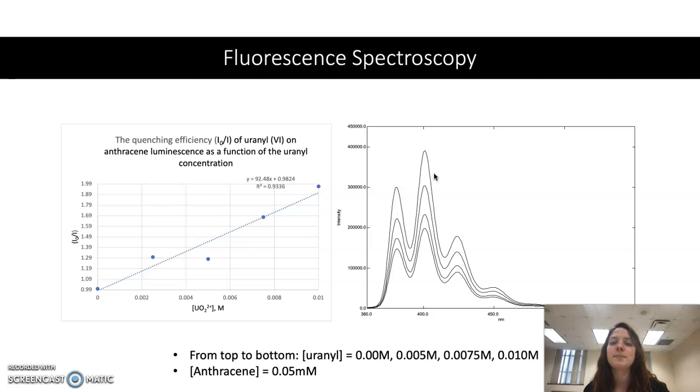First was the fluorescence spectroscopic analysis of anthracene and uranyl. As you can see here, the top peak is anthracene by itself with the intensity of almost 400,000. With each increase in concentration of uranyl, there was a decrease in the fluorescence of anthracene. Therefore, it follows the perfect Stern-Volmer mechanism, but with the reverse electron demand theory.